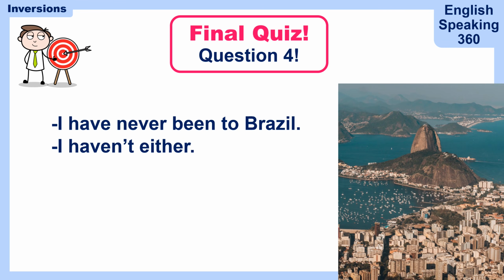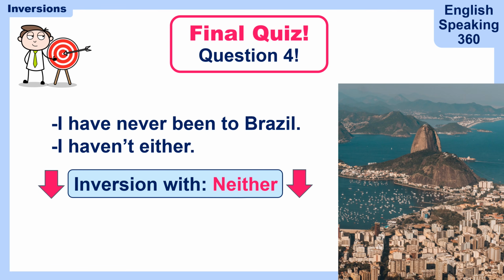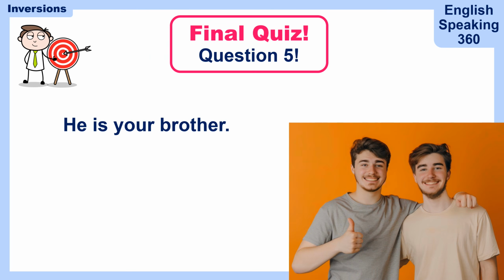Question 4. I have never been to Brazil. I haven't either. Now the answer here is important. I haven't either. It's an agreement response. Now use an inversion with neither. You ready? I have never been to Brazil. Neither have I.